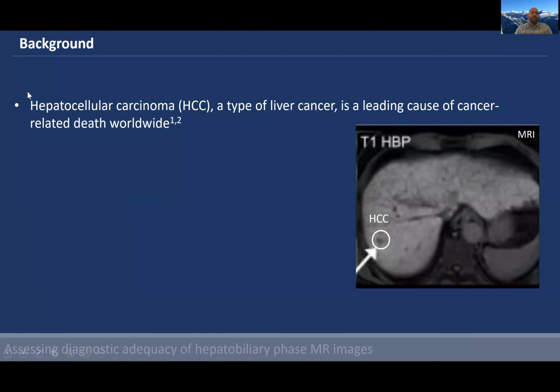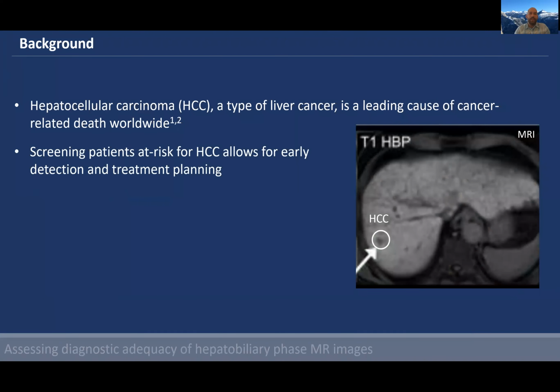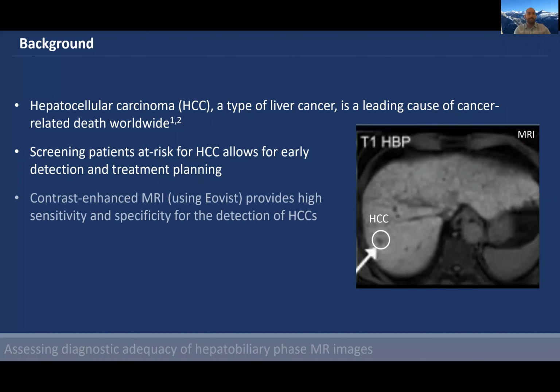So just a bit of background. Hepatocellular carcinoma, also known as HCC, is a type of liver cancer and is a leading cause of cancer-related death worldwide. Now, screening patients at risk for this type of cancer allows for early detection as well as planning for their treatments. So we want to be able to screen patients with hepatitis, non-alcoholic fatty liver disease, as well as possibly fibrosis or even cirrhosis. Because if we were to screen these patients, hopefully every 6 months, we'll be able to detect these cancers when they're very small.